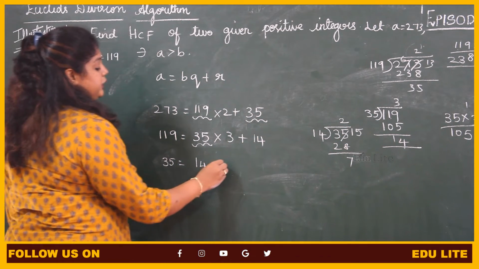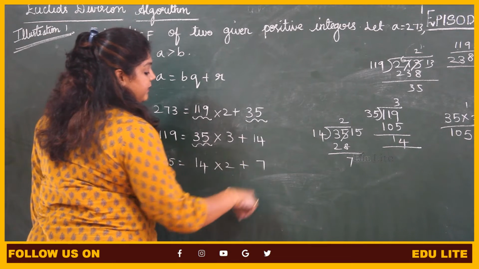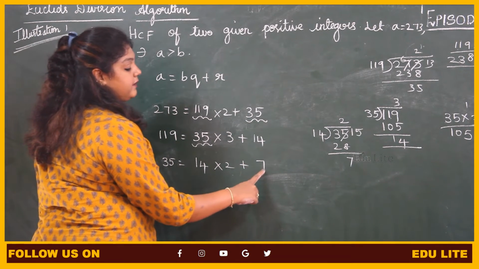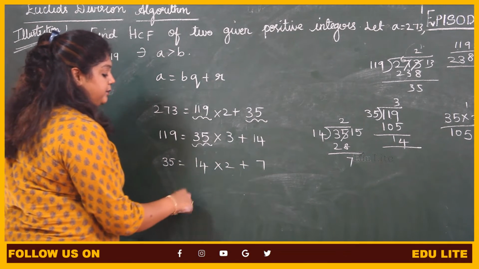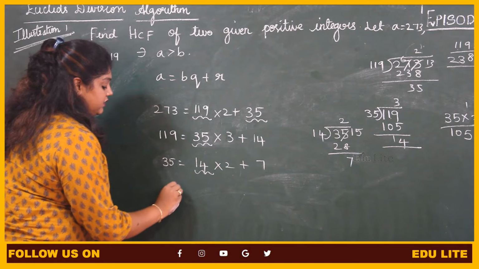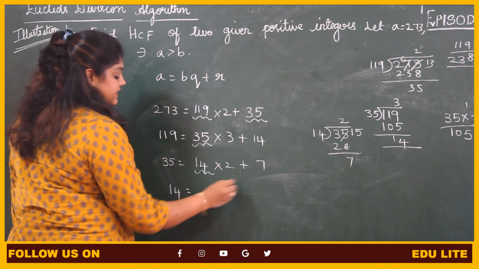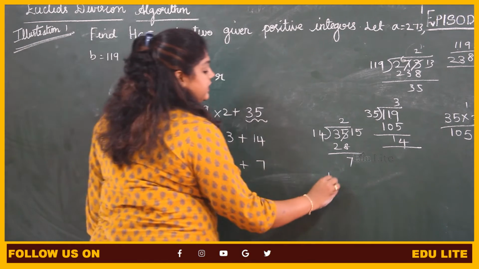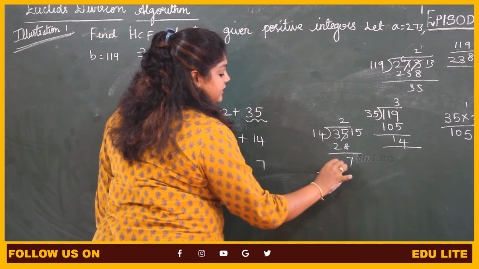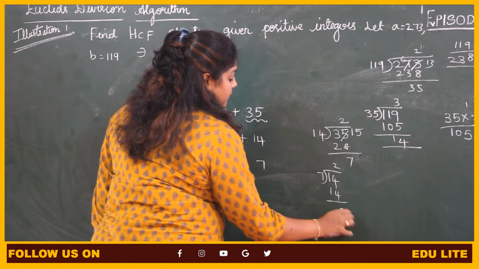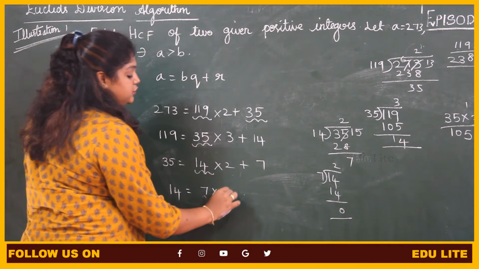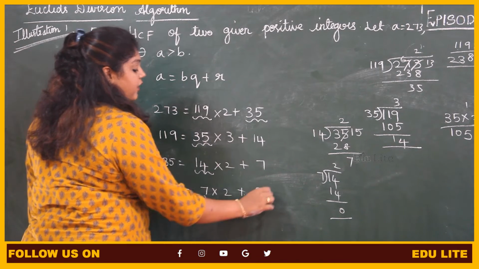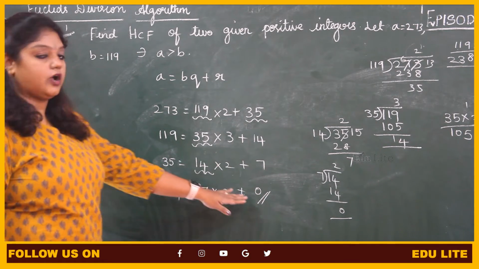So 14 into 2 plus the remainder is 7. Again, the remainder is not equal to 0, so we have to proceed. Now we have to consider 14 as the dividend and 7 as the divisor. Choosing it, what will we get? 14 divided by 7, 2 times 14, 0. So 7 into 2 plus 0. Now we got the remainder as 0. We can stop here.